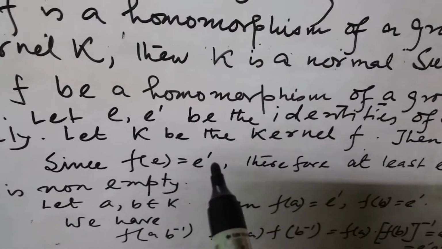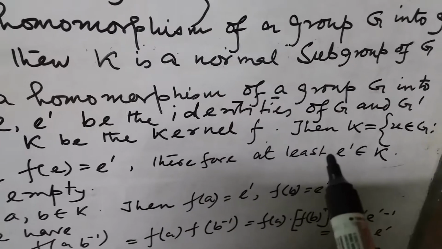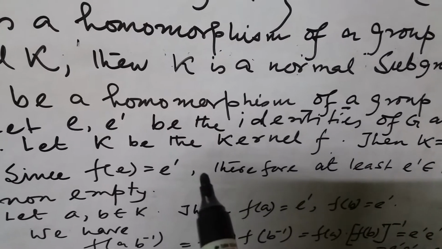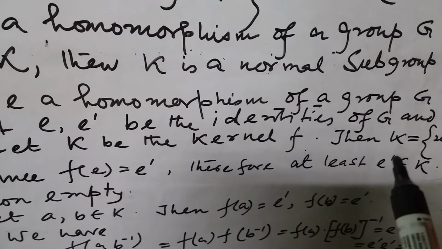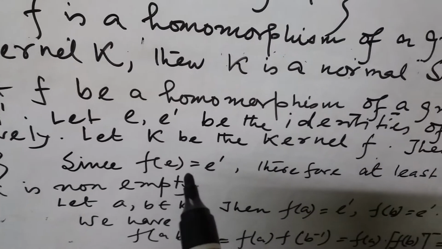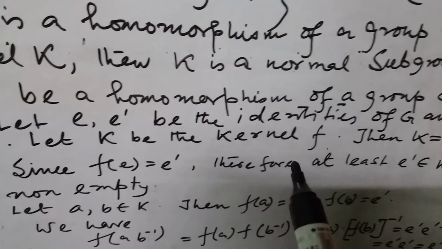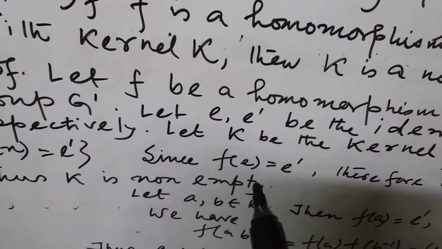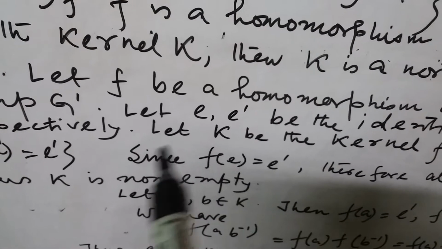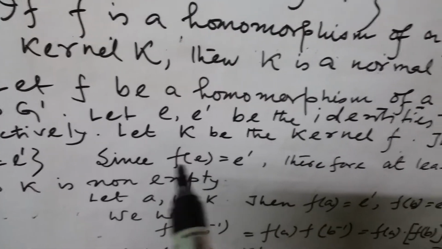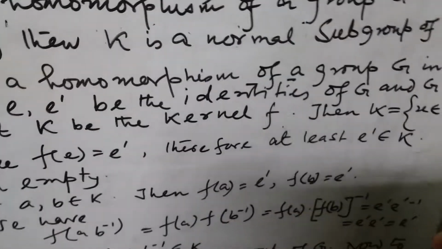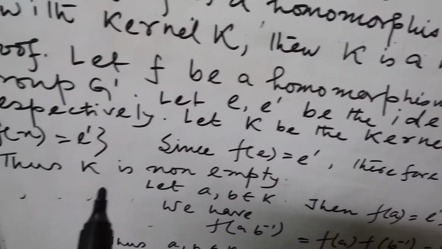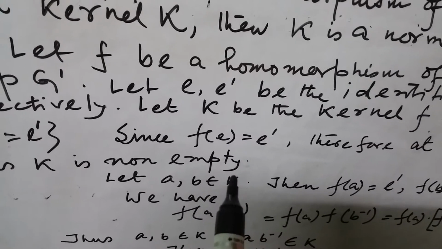Since Fe is equal to E dash, therefore at least E belongs to K. Thus K is non-empty.